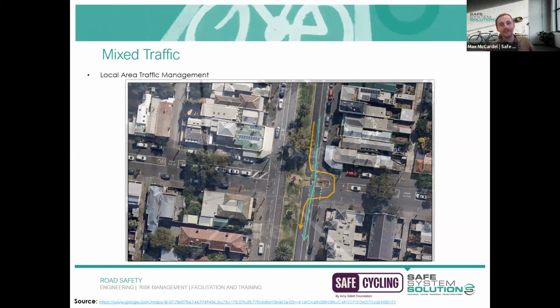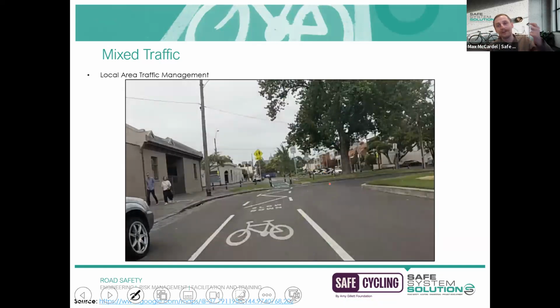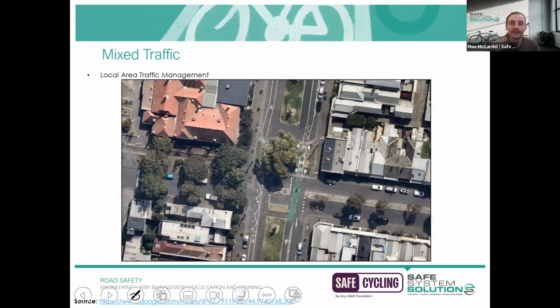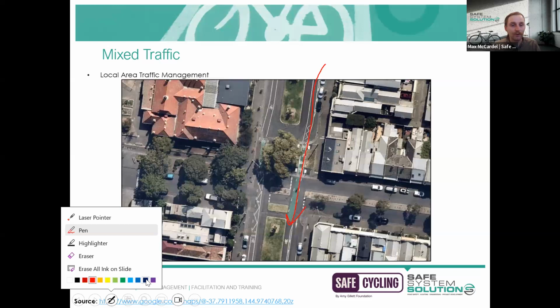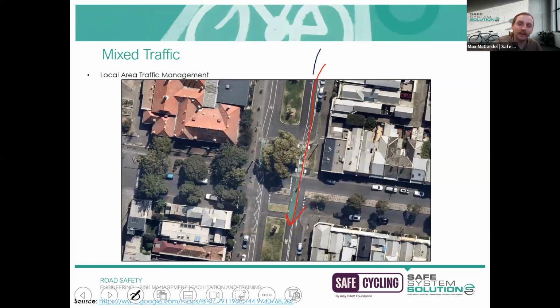But another way that you can do this is through a full closure. And this is along the same street, just a little bit further down. Once again, I'll show you on the aerial, where cyclists are able to continue southbound in that direction. So that was all open for them. Whereas motorists are completely blocked off and they have to turn around and go and find an arterial road because there's just no through access for them at all.